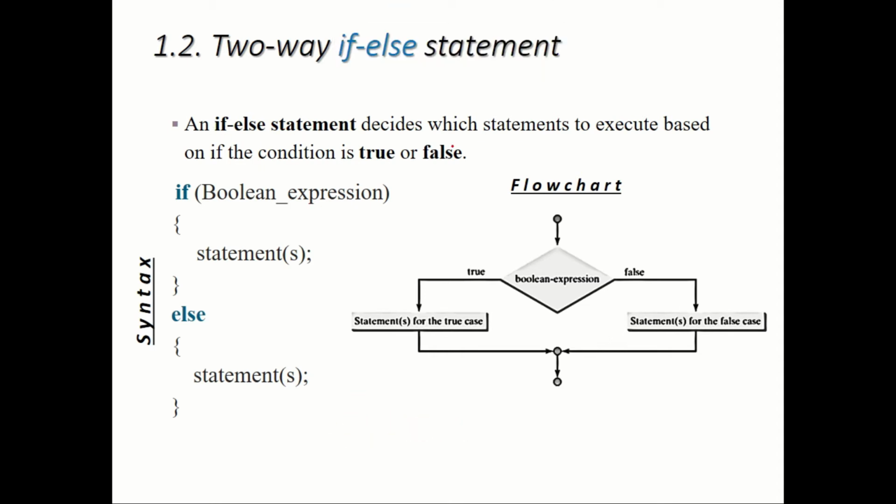An if else statement decides which statement to execute based on whether the condition is satisfied, true or false. If Boolean expression, statement, else do this. Yes, the flow chart looks like this one. There is a start of execution here, then after some lines of source code you reach the condition. The Boolean expression starts here.